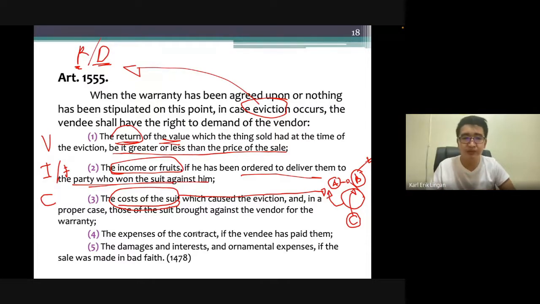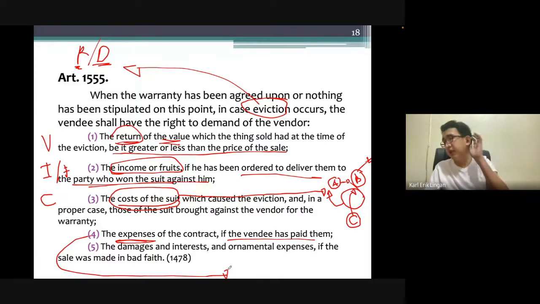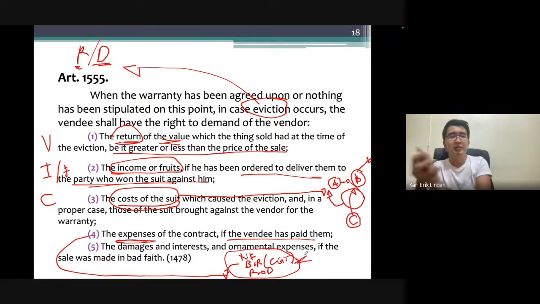Number 4, the expenses of the contract. The expenses of the contract if the vendee has paid them. Okay? Kasi under the law, di ba? Sabi natin, under the law, the vendor is the one who pays for the expenses of the contract unless otherwise agreed. Di ba? Kapag ang pinag-agreehan nila is si buyer ang magbayad ng expenses, ang expenses of the contract may include notarial fee, di ba? Yung pagbayad sa BIR ng capital gains tax, di ba? Yung pag-process sa ROD, lahat ng related dun sa contract na expenses, pwedeng transportation, if they can show proof na because of the contract, gumastos sila, pwede yun. Lahat yun, babayaran ni seller or ni vendor. Okay?